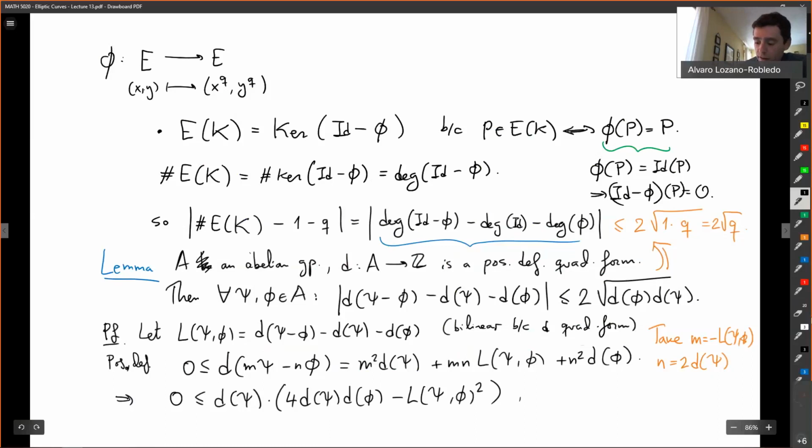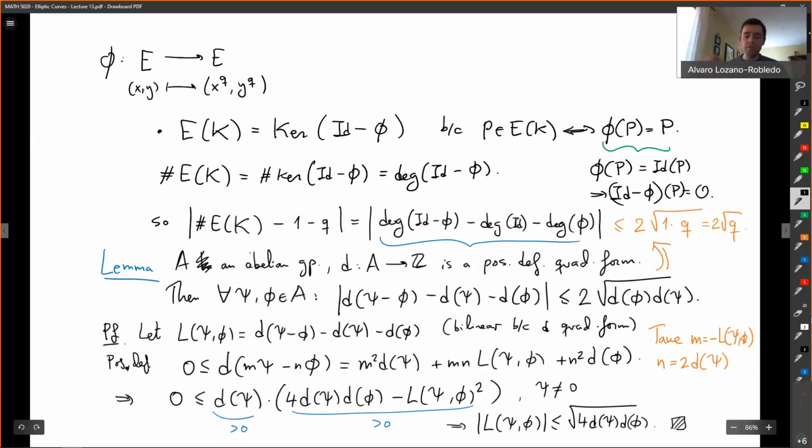And if you take any psi that is non-zero, so that this value is positive, for this to be positive, then this has to be positive, and therefore the value of L psi phi in absolute value has to be less or equal to the square root of the other term, d psi d phi, as we wanted. And that concludes the proof of the lemma, and it concludes the proof of Hasse's theorem because of that inequality. That is an outcome of the lemma.